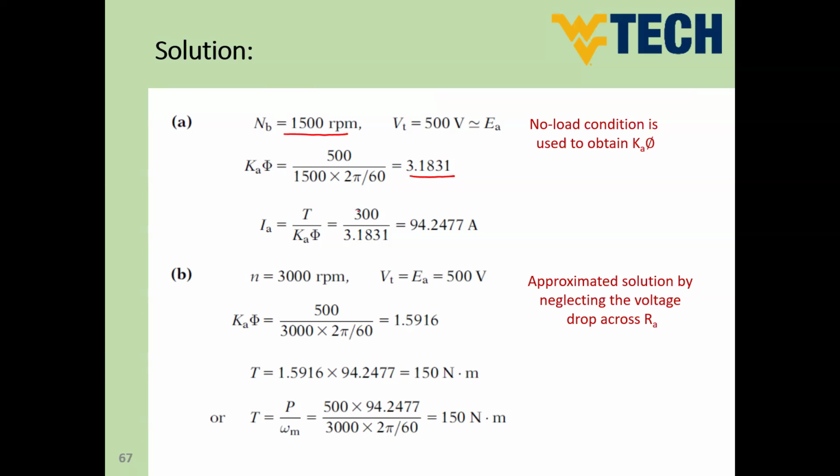We have the torque, which is 300 Newton meters. So divide T by Ka, and you will get the value of your armature current. So this is the armature current during the first interval. So this is constant current control in order to keep the torque constant.